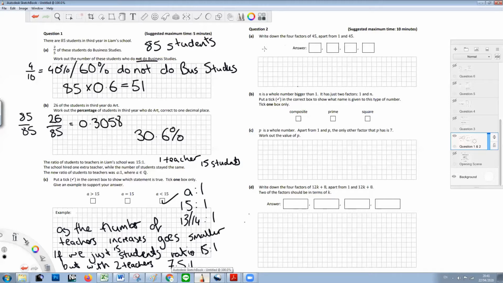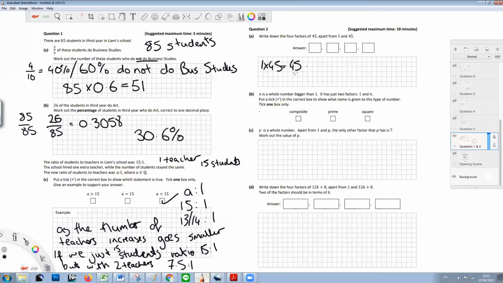Next bit, completely different question. Write down the 4 factors of 45 apart from 1 and 45. So we know that factors are basically numbers that, when the product of those numbers is taken, equal this. So 1 by 45 is equal to 45. So we're looking for the other factors of this.